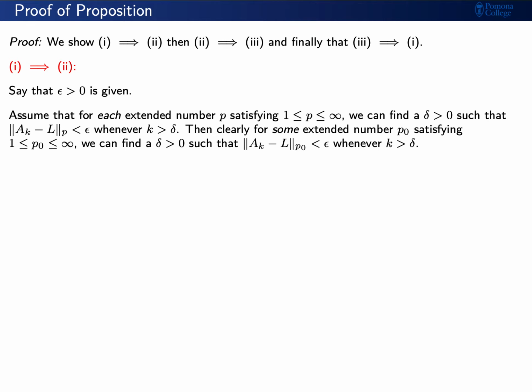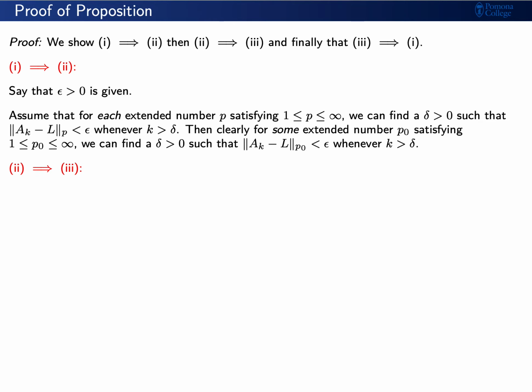Say that a positive epsilon is given. Since we're assuming statement 1, we know that for each extended real number p, we can find a positive delta such that the p norm of A_k minus L is less than epsilon whenever k is greater than delta. Then clearly, for some extended real number p0, we can find a positive real number delta such that the p0 norm of A_k minus L is less than epsilon whenever k is greater than delta. Again, if it's true for every extended number p, then it must be true for some extended real number p0. So this means the first statement does indeed imply the second.